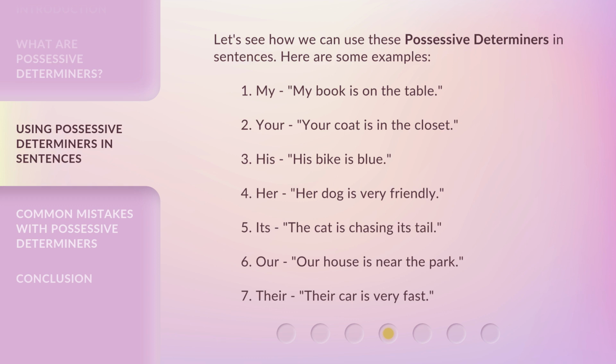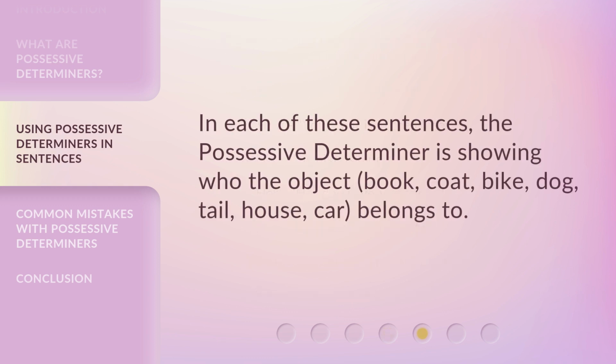5. The cat is chasing its tail. 6. Our house is near the park. 7. Their car is very fast. In each of these sentences, the possessive determiner is showing who the object, book, coat, bike, dog, tail, house, car, belongs to.